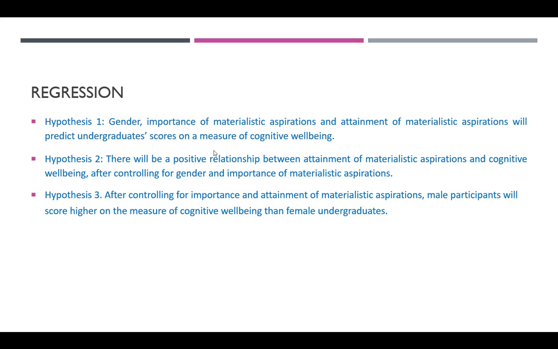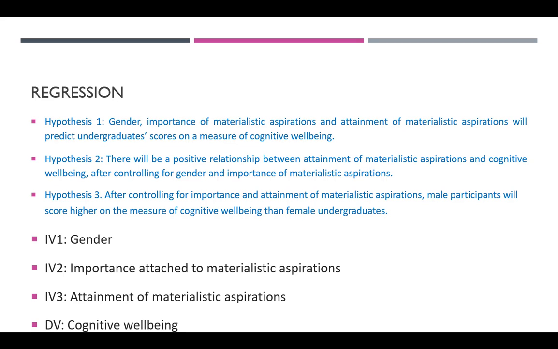So the first one is very much a broad hypothesis. We think together that they're going to predict cognitive well-being. And then the second and the third hypotheses are breaking that down, and we're talking about the specific relationships between attainment of materialistic aspirations and cognitive well-being, and then gender and cognitive well-being after we've controlled for everything else.